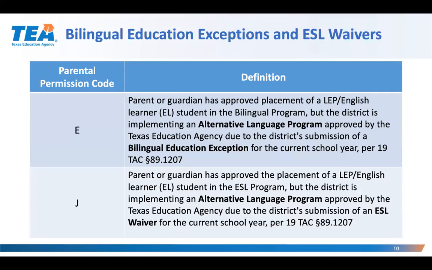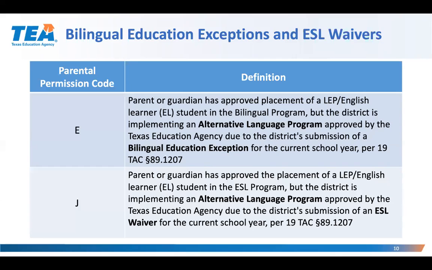Code E is still utilized for the point at which the parent or guardian has approved placement of a LEP English learner student in the bilingual program, but the district is implementing an alternative language program approved by the Texas Education Agency due to the district's submission of a bilingual education exception for the current school year.